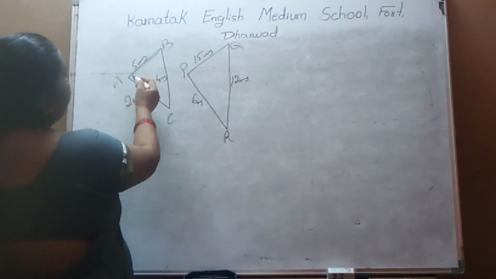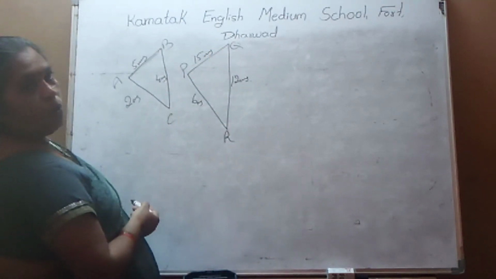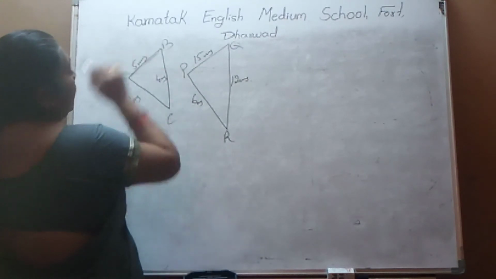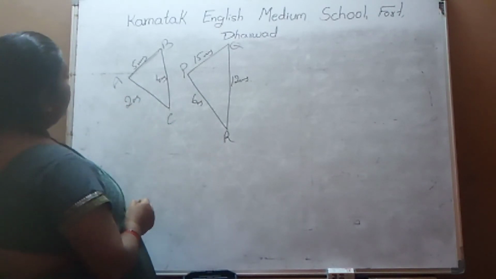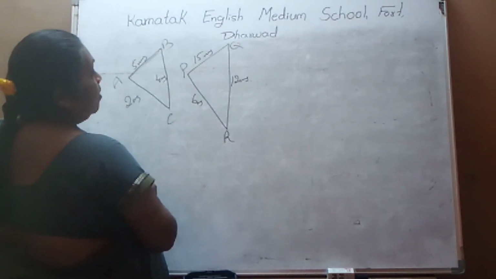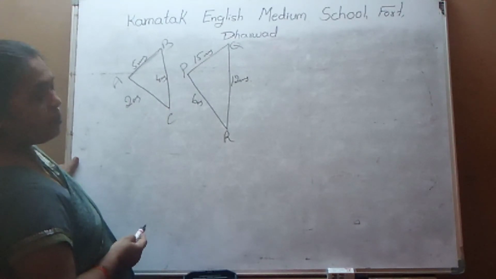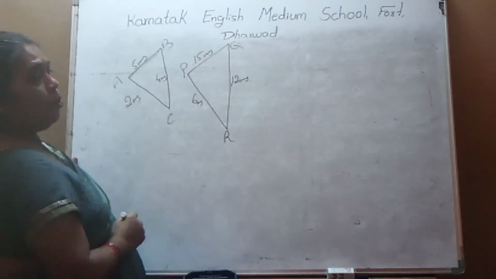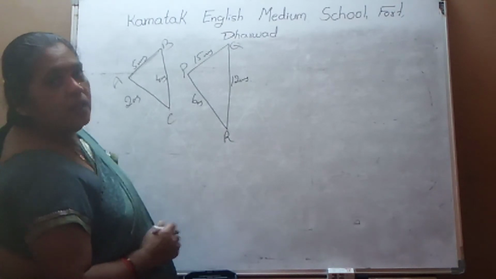I gave the measurements here. Two triangles ABC and PQR. Side AB 5 centimeter, BC 4 centimeter, AC 2 centimeter, PQ 15 centimeter, QR 12 centimeter, PR is equal to 6 centimeter. You construct these two triangles and tell me tomorrow whether these two triangles are similar or not. Now I will teach you.